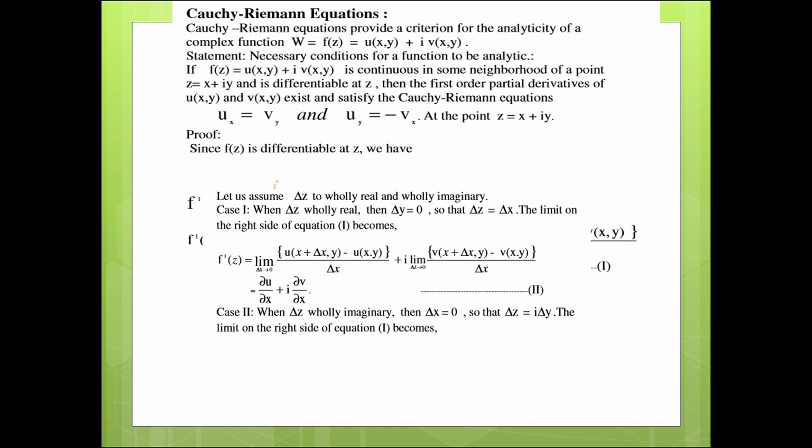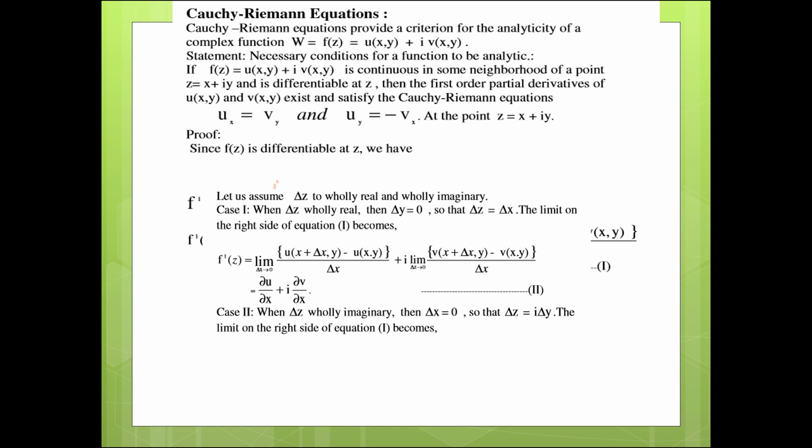Next one, what is the Cauchy-Riemann equation? It is a necessary condition for the function to be analytic. If f of z equal to u of x comma y plus i v of x comma y is continuous in some neighborhood of a point z equal to x plus iy and differentiable at z, then the first-order partial derivatives of u and v exist and satisfy the Cauchy-Riemann equations: ux equal to vy, uy equal to minus vx at the point z equal to x plus iy.